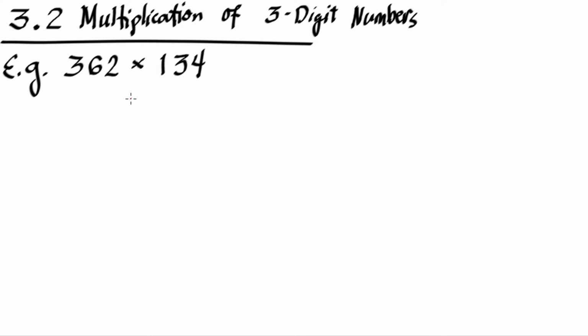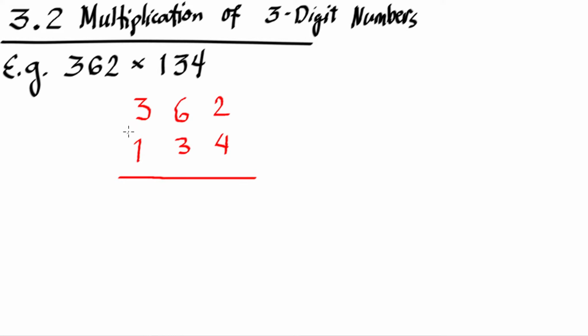procedure. So first, we're going to put this in vertical form or vertical setup. So we have 362 times 134. We're going to write it like this: 362 times 134. Okay, so we're going to apply the Sutra vertically and crosswise here.